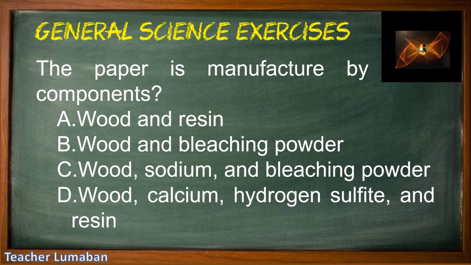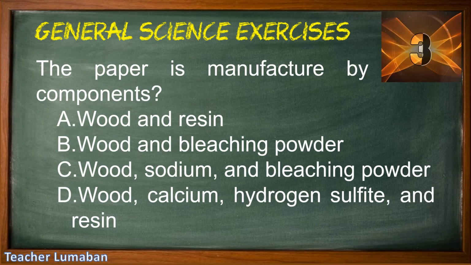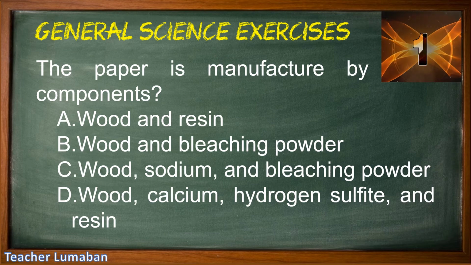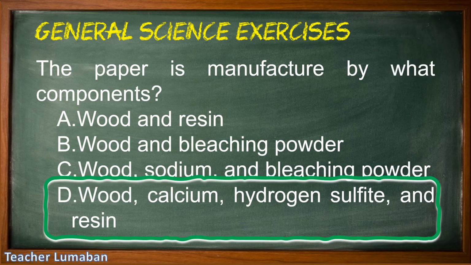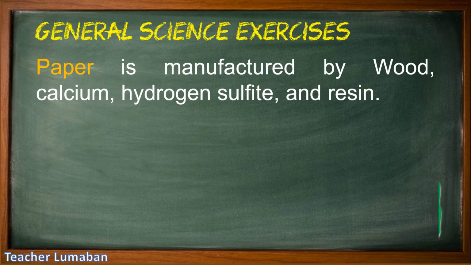5, 4, 3, 2, 1. The correct answer is letter D, wood, calcium, hydrogen sulfide, and resin. Paper is manufactured by wood, calcium, hydrogen sulfide, and resin.